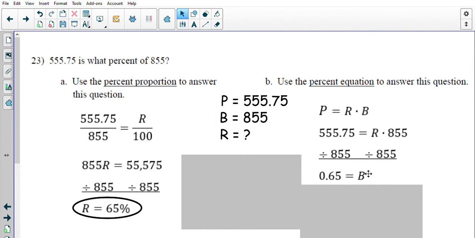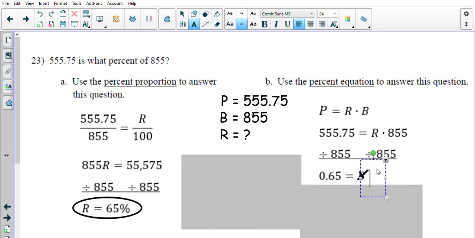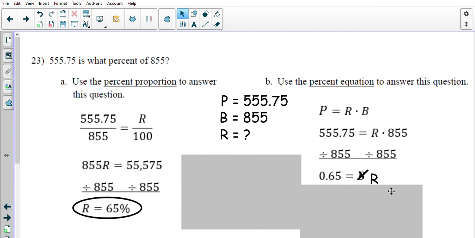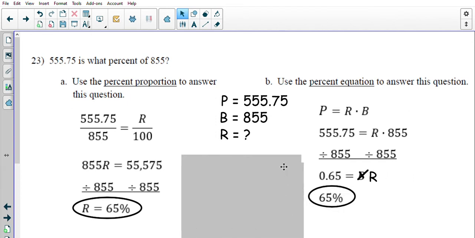That should say R, not B. I just recognized that was wrong. Let me fix it. So this should say R equals, my bad. I usually notice my mistakes, but not always. Must have forgotten to change it to that. So my unknown here is R. I get R equals 0.65, which is 65%. That looks better.